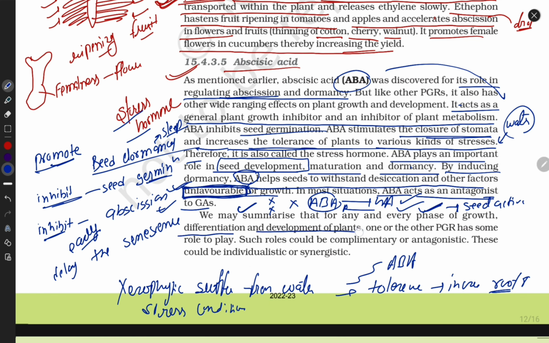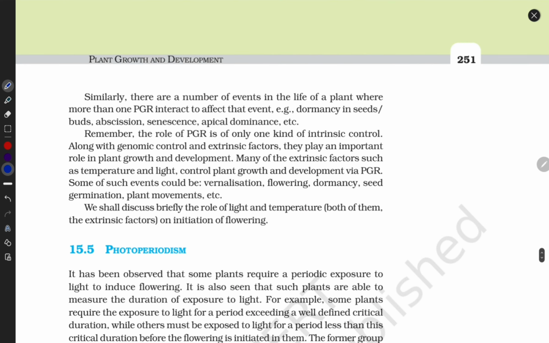Some differentiation and development of the plant is also under the control of ABA. Such roles could be complementary or antagonistic. These could be individual or synergistic. Okay, now there are a number of events in the life of a plant where more than one PGR interacts to affect the outcome. We know now there are lots of plant growth regulators.